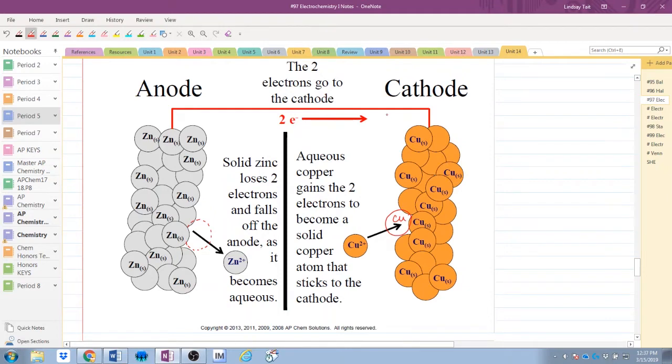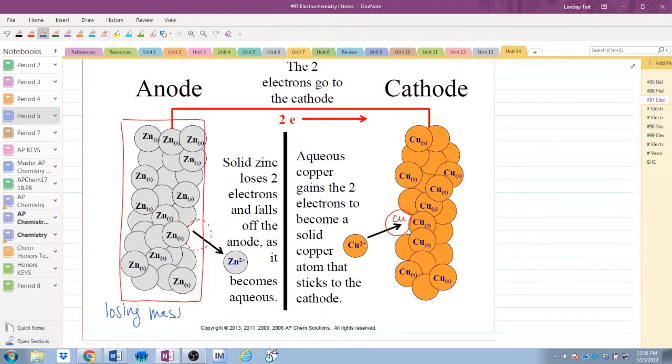Okay, so some other things to consider then. If this is my electrode, over time, what is happening to the mass of the anode? This thing is losing mass. However, in that entire beaker, why would I say that entire beaker is not losing mass? Because it's still there, but now it's there as a dissolved ion.